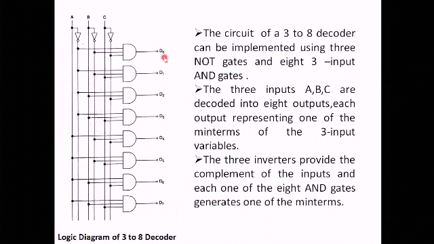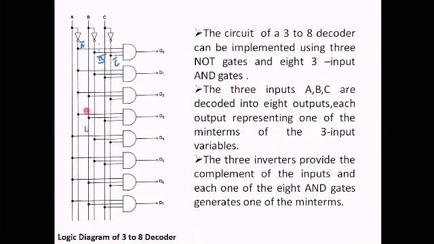Just see here. D0 was A bar. This is A bar coming from the inverter A bar. Let us write here. This is A bar. This is A bar. This is B bar. From here B bar is coming and this is C bar. So C bar. Likewise it is going like this. D1 was A bar, B bar and C. D2 was A bar, B.